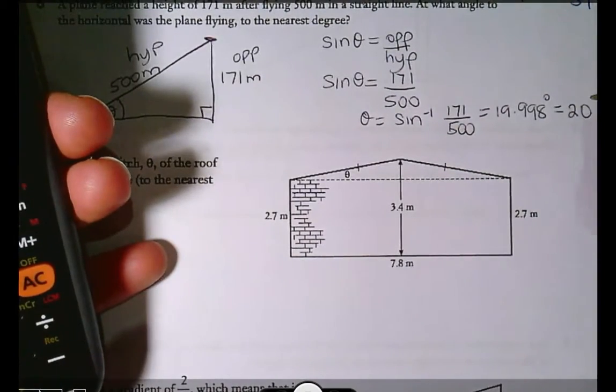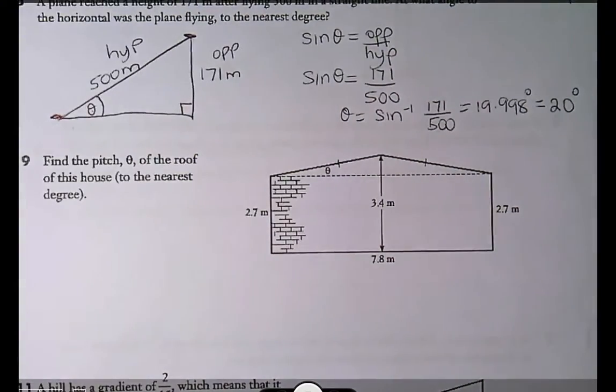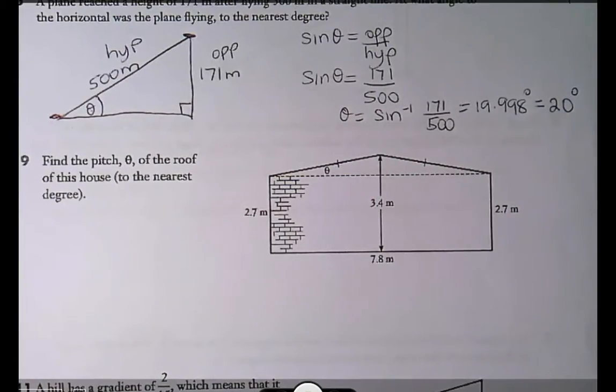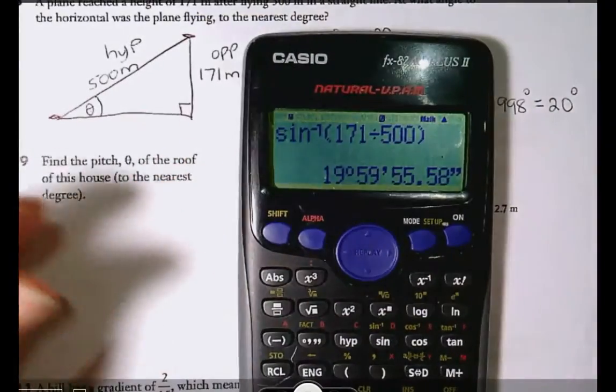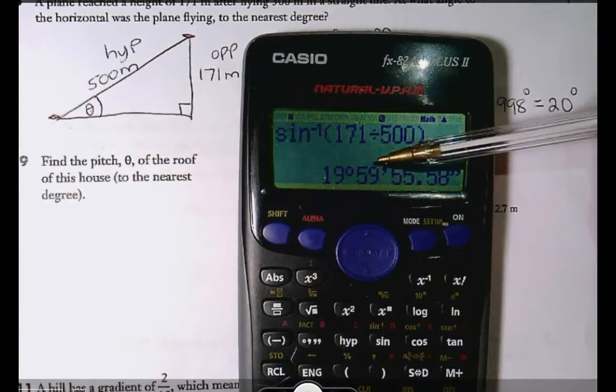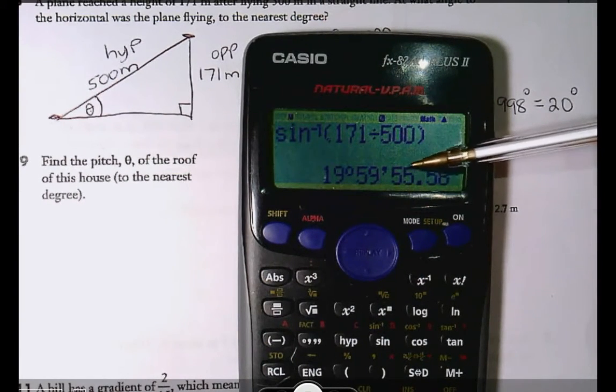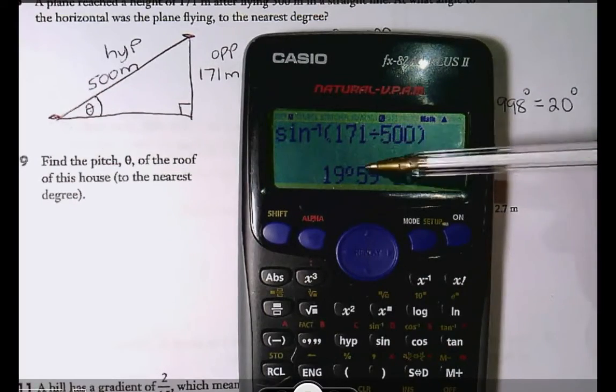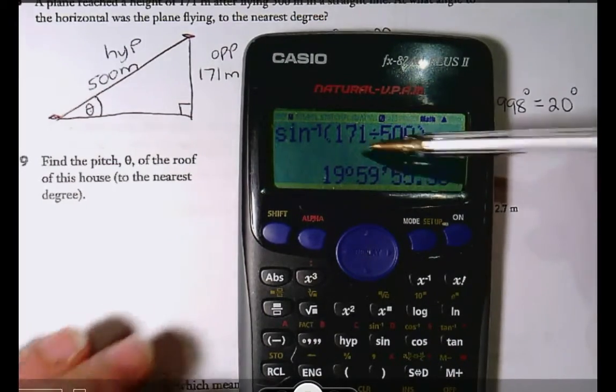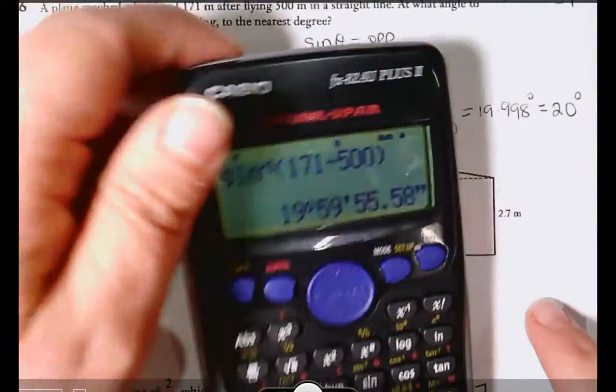19.998, so to the nearest degree, this would be 20 degrees. Look, I haven't changed this into degrees and minutes because they just want it rounded to the nearest degree. But if I do change it to degrees and minutes, that's what I get: 19 degrees, 59 minutes, 55, or really basically 56 seconds. So that rounds up to 19 degrees, 60 minutes, which is just 20 degrees basically.